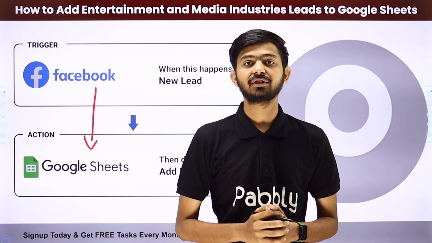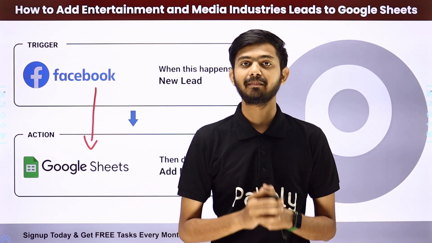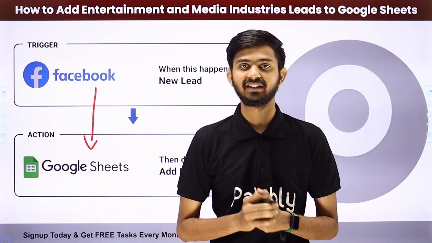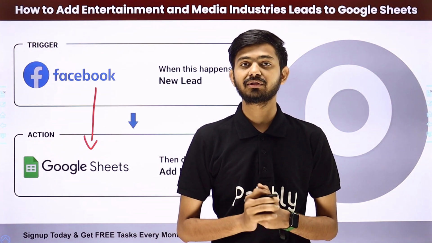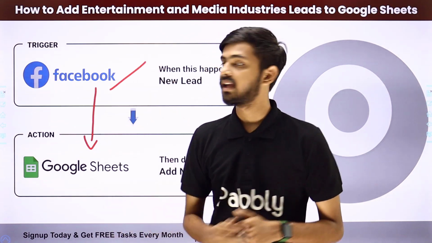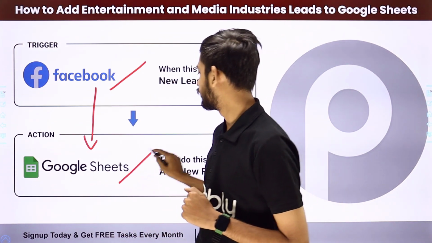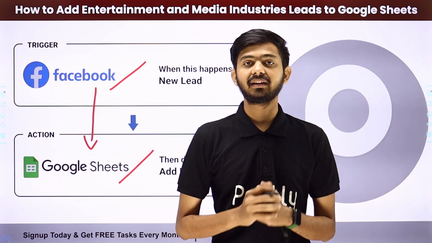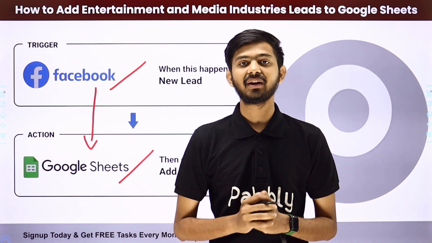For creating this integration, we are going to use Pabbly Connect, which is an amazing software for automation and integration. In Pabbly Connect, we are going to use trigger and action. In the trigger application, I'm going to use Facebook lead ads. In the action application, I'm going to use Google Sheets. So how am I going to create this integration? For that, let me take you to my computer screen.